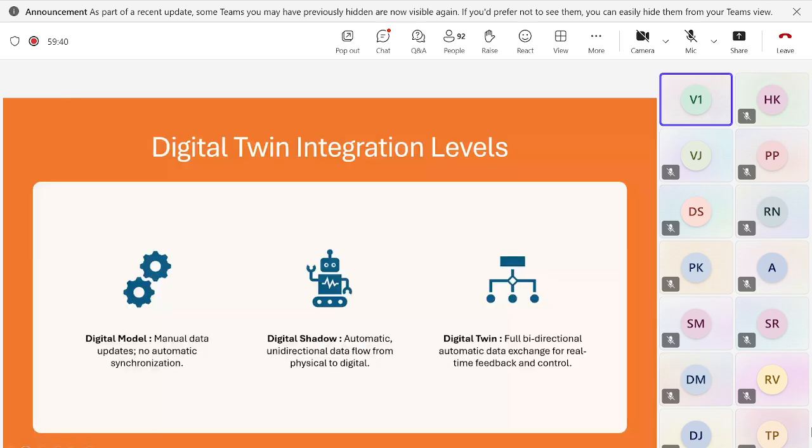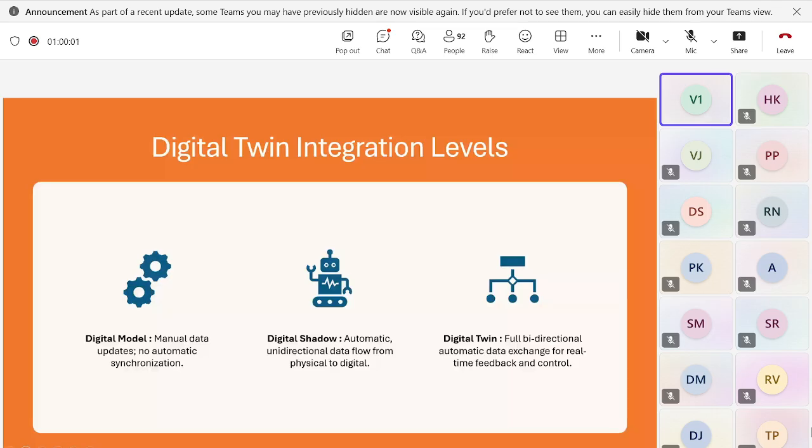Prior to that, let me have clarity on it. One is called a digital model, which is going to be a parallel of the physical space. It is a manual data update, not automatic. That's the main thing. Manual data updates, no automatic synchronization. The first thing, real-time synchronization, does not happen, so it cannot be suited as a digital twin component.